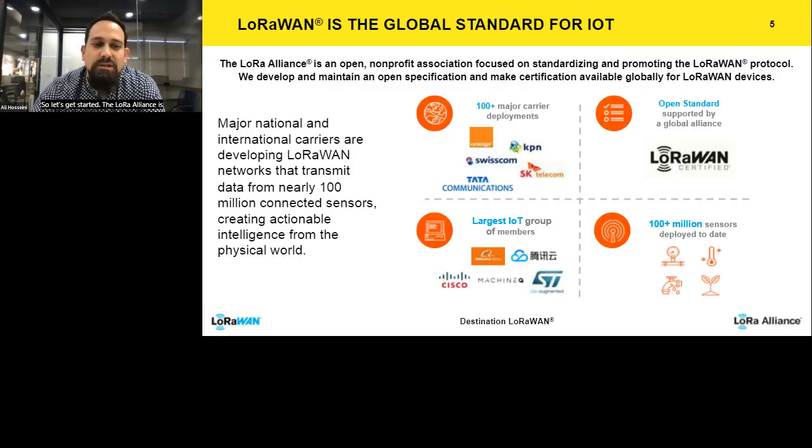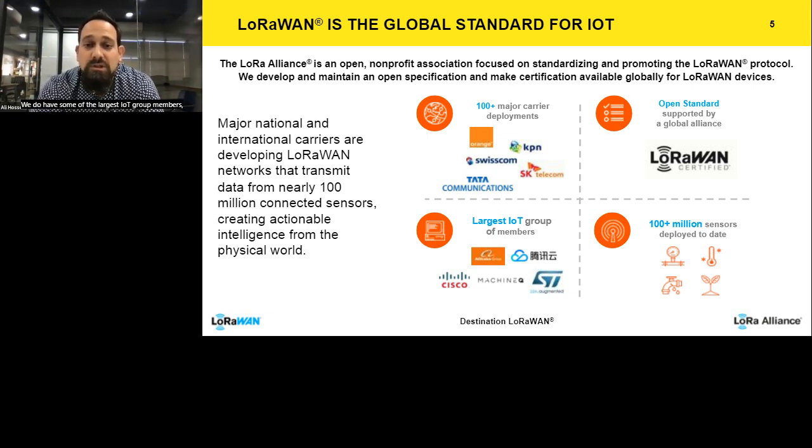So let's get started. The LoRa Alliance is an open nonprofit association focused on standardizing and promoting the LoRaWAN protocol. The LoRa Alliance develops and maintains an open specification and makes certification available globally for LoRaWAN devices. As you can see in the image here, we have around 100 plus major carrier deployments taking place around the world. As I mentioned already, there is a LoRaWAN certification that we provide, which is part of our open standard effort from a global perspective.